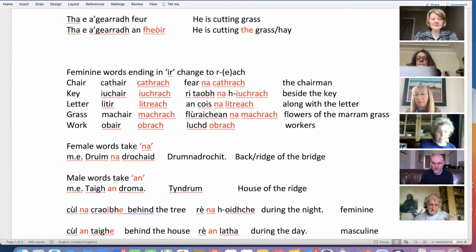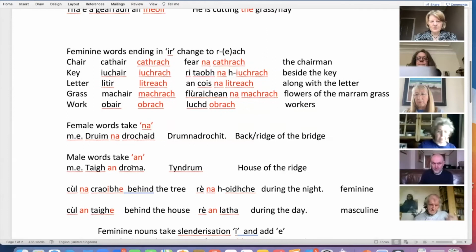Female words take na when you use this format with na and an. So druim an drochaid, the ridge of the bridge. So the back of the bridge or the ridge of the bridge. Na then indicates that drochaid is a feminine word. Taigh an droma is the Gaelic for Tyndrum. It's exactly, you've been speaking Gaelic, maybe not realizing it. It's house of the ridge. Druim becomes droma in the genitive case, and dromannan is the plural of backs or ridges.